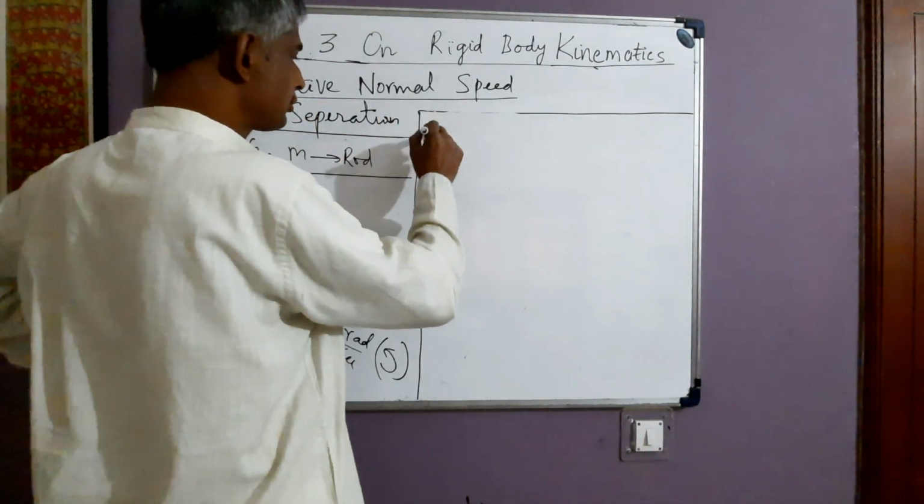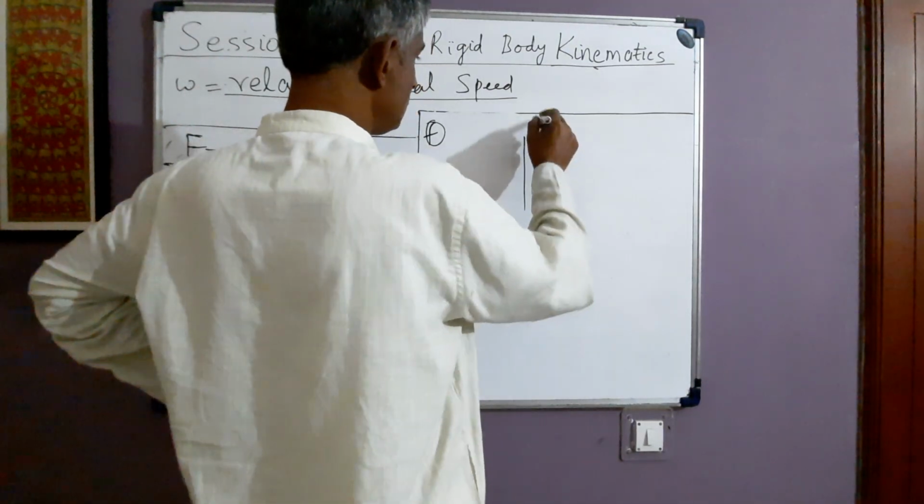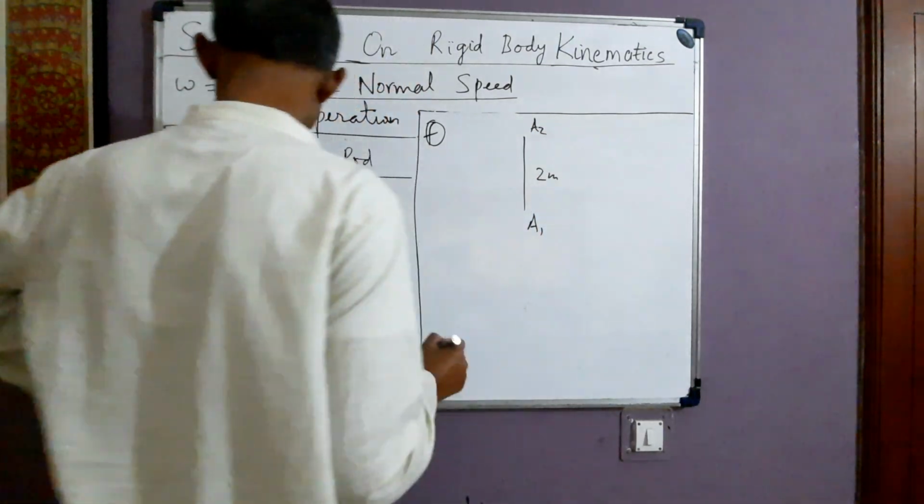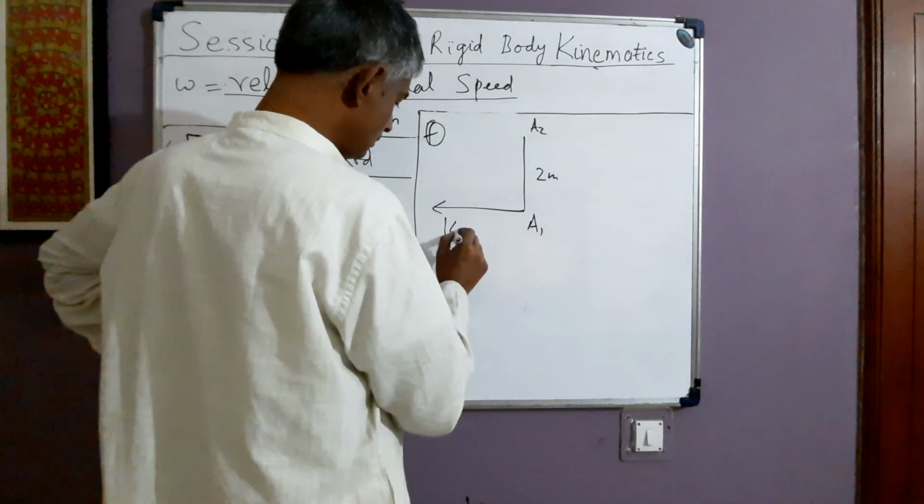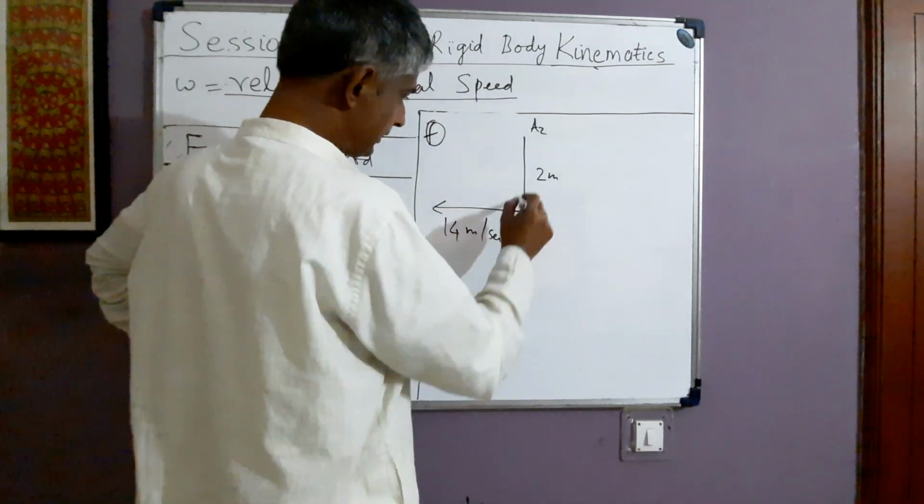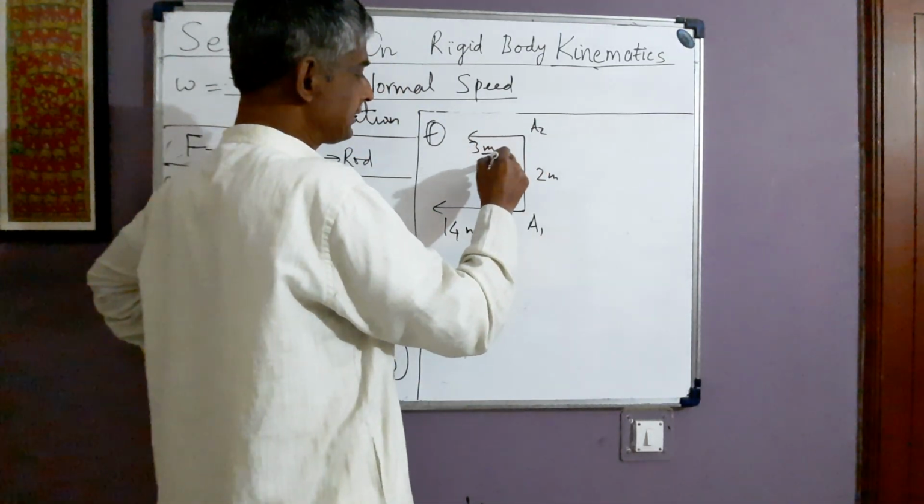And part F question is this. This is the rod A1, A2, 2 meters. This is equal to 14 meter per second, again right angle. This is at 3 meter per second, again right angle.